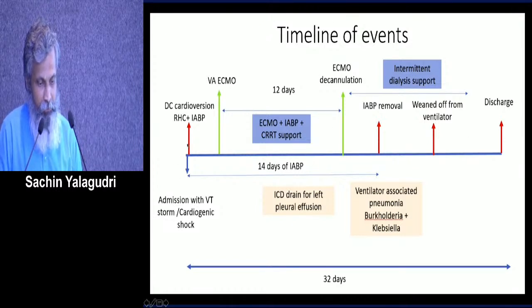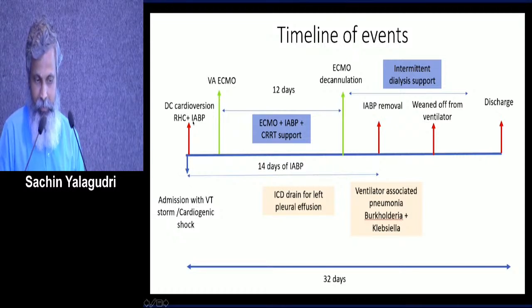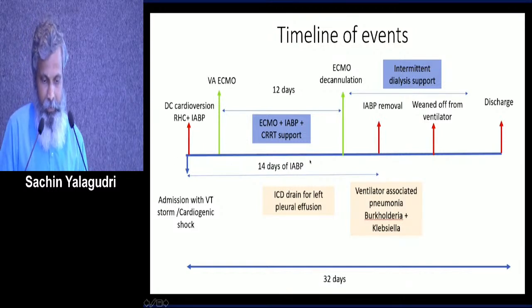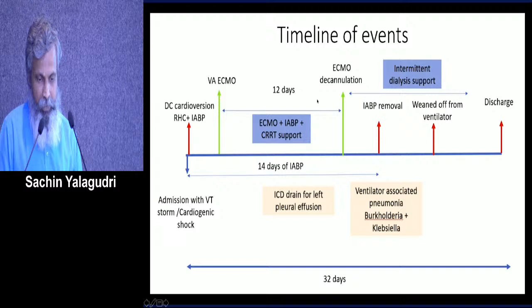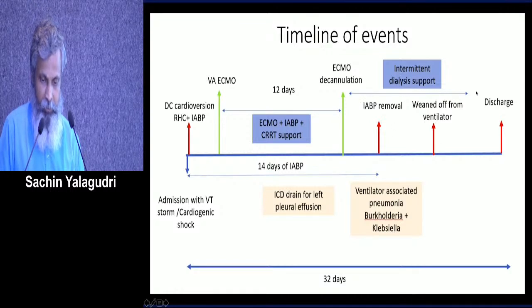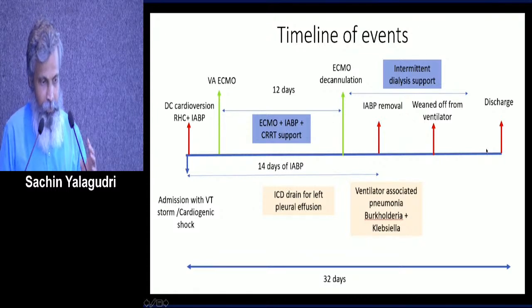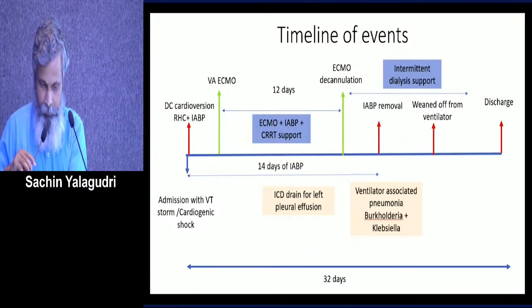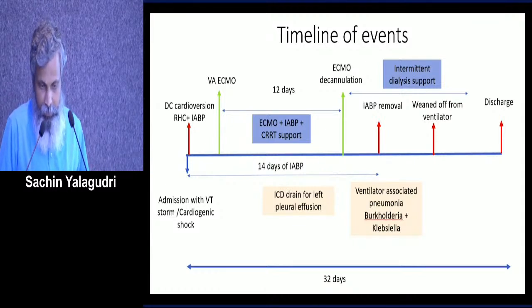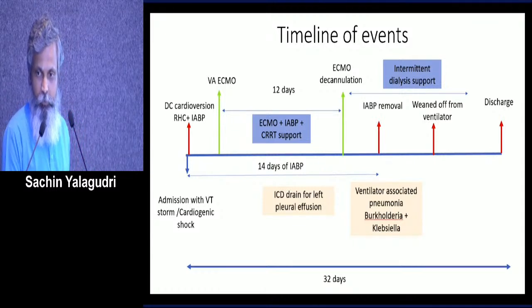On the first day, he underwent a cardioversion, and right heart cath and IABP on the same day. It was not enough. He went on VA-ECMO, and then he was supported by ECMO, IABP, CRRT for about 14 days, with ECMO decannulation on day 12, IABP removal on day 14, weaned off from the ventilator, and discharged home on day 32. It was a good effort from all the team to discharge this patient. He is doing well after VT ablation, no more VTs now.